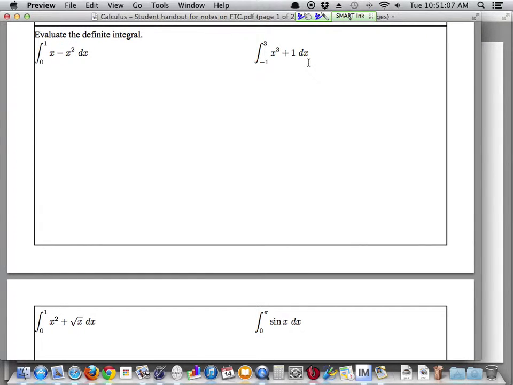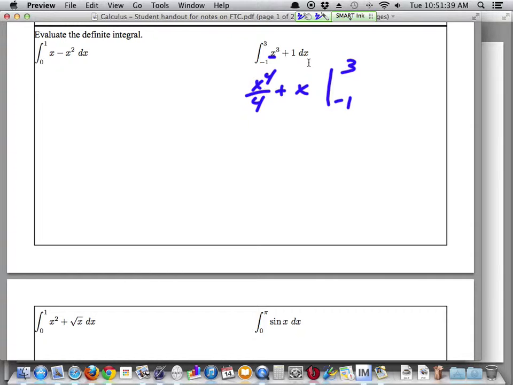So I have the definite integral from -1 to 3 of x cubed plus 1 dx. I want to evaluate this. If I'm going to evaluate this, what's the first thing I need to do? I need to integrate. So if I integrate x cubed, what do I get? x to the 4th over 4. If I integrate 1, I get x. Then I'm going to put my limits over here, -1 to 3. So there's step 1, integrate.